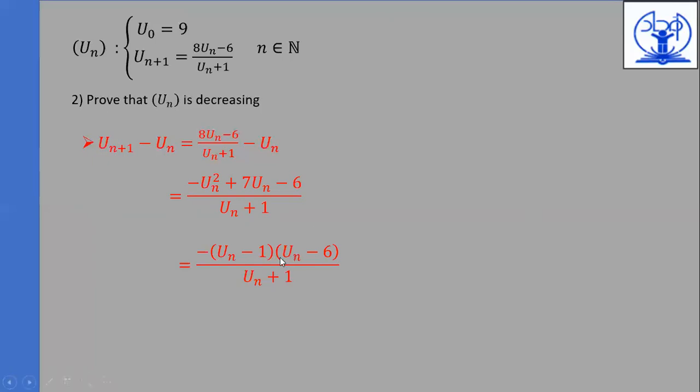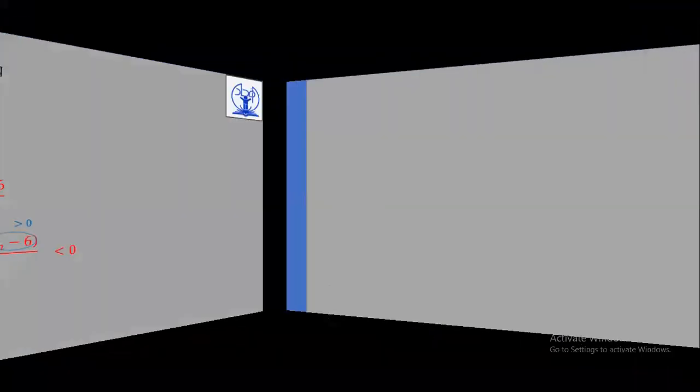So all of these three factors are positive. But you have a minus here. So this is positive, this is positive, this is positive, but the minus is negative. So all in all, it's what? Negative, and the sequence is clearly a decreasing sequence.